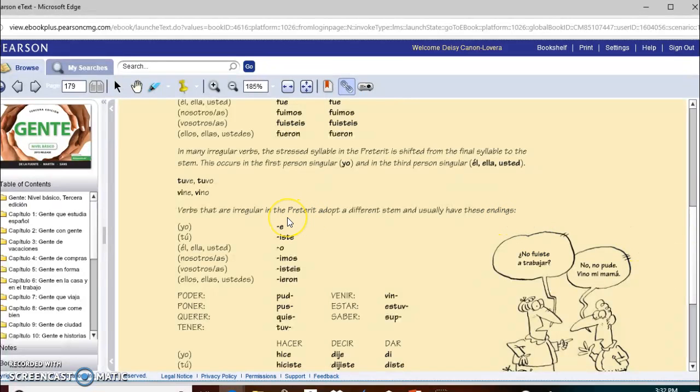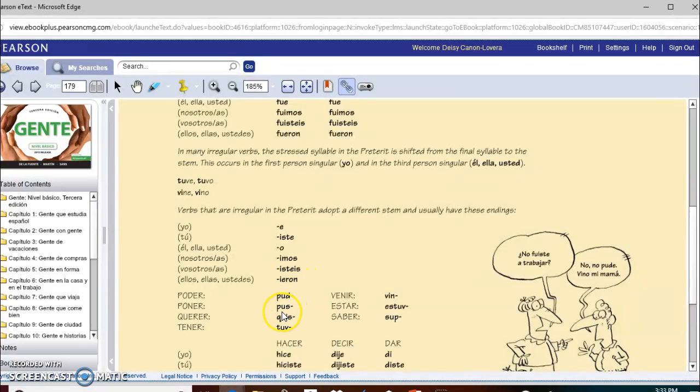Verbs that are irregular in the preterite adopt a different stem and usually have these endings: e, iste, o, imos, isteis, ieron. So for example, the verb poder will have the stem pud. So you'll say pude, pudiste, pudo, pudimos, pudisteis, pudieron.